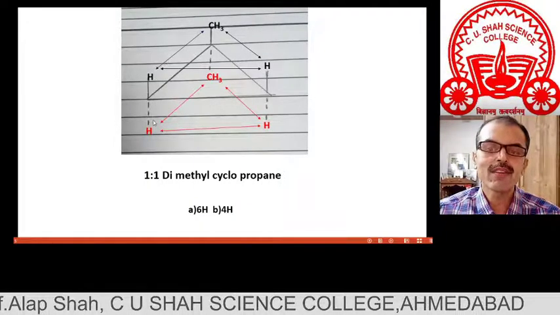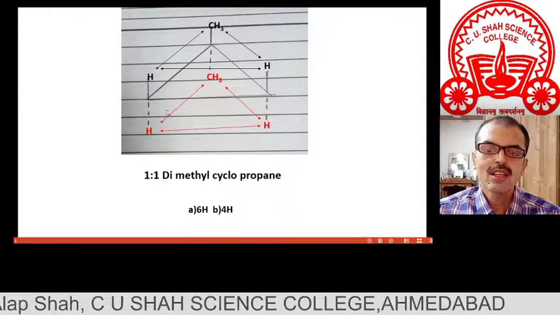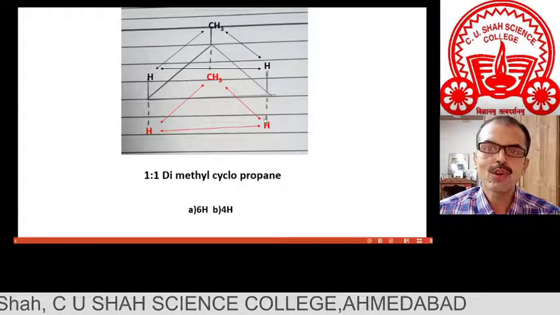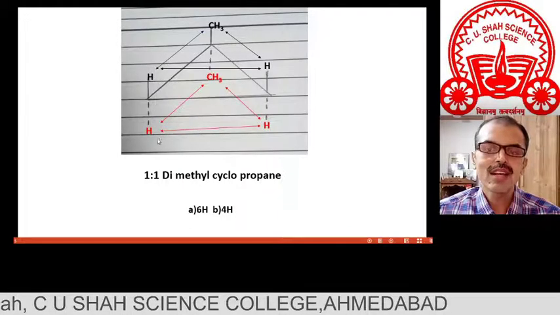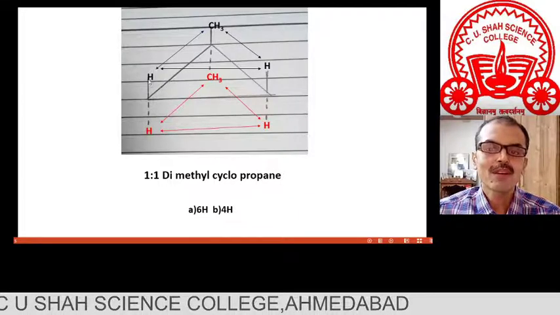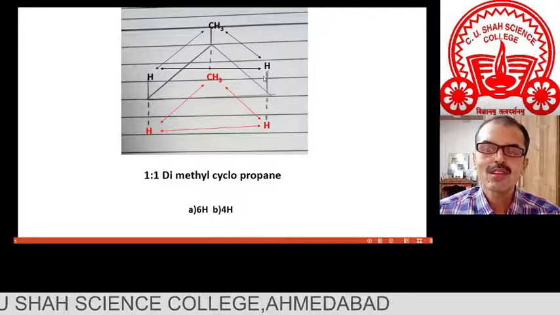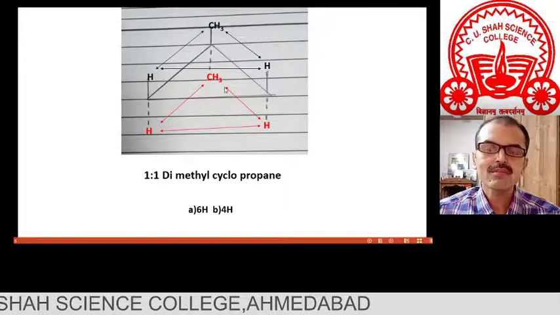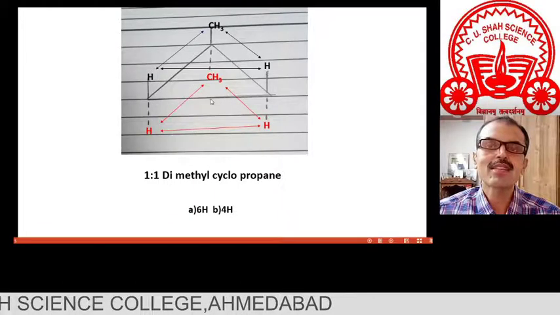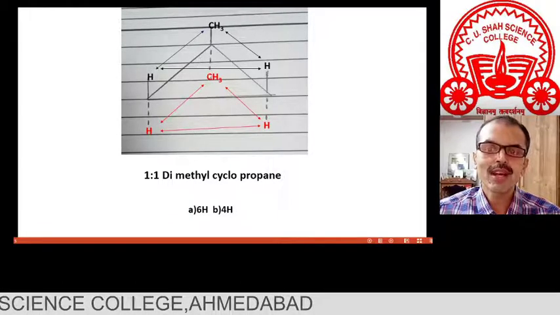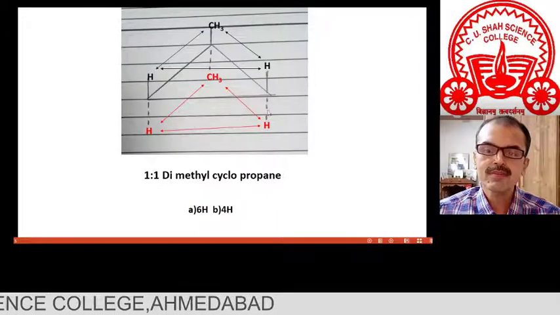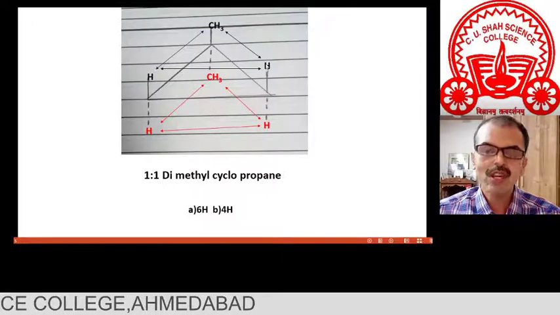Let us check for the red ones also. Each red can interact with one methyl and one proton. This one also, one methyl and one proton. So you can see that they lie in a different plane, but all four protons are identical. They would give rise to the same NMR signal. So this 1,1-dimethyl cyclopropane would give rise to NMR signal A of 6H and B of these four hydrogens. So I hope you understand.